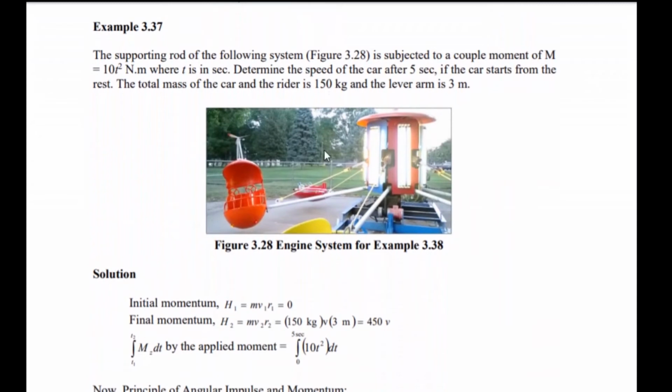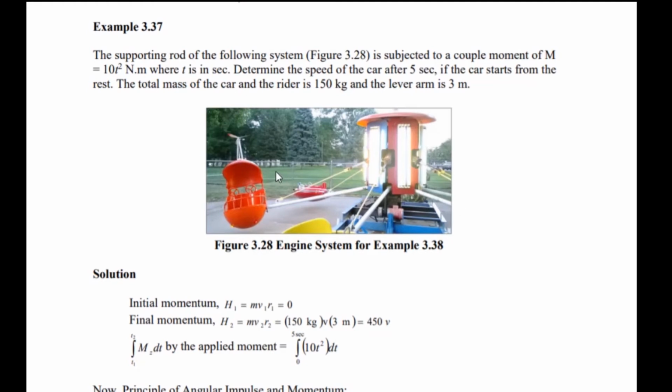So this photo is from a kids park. The supporting rod here is subjected to a couple moment of 10 t squared. That means this rod is applying a moment, say this way and that way. That means this sitting or this car will rotate, oh no, it will rotate actually this way.